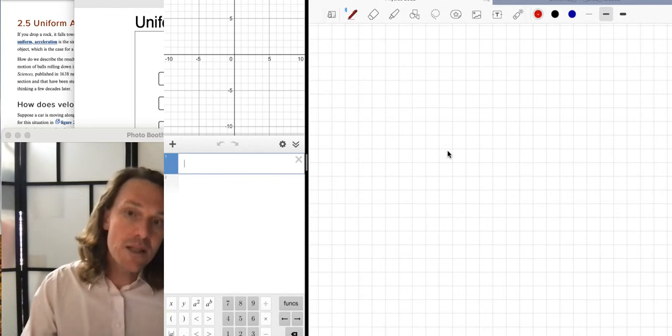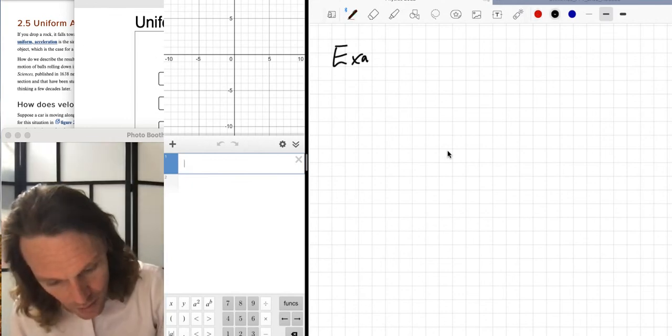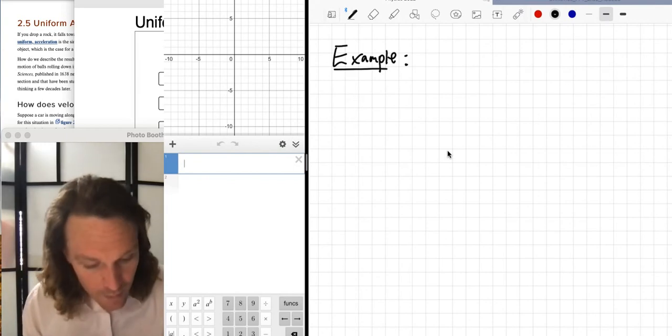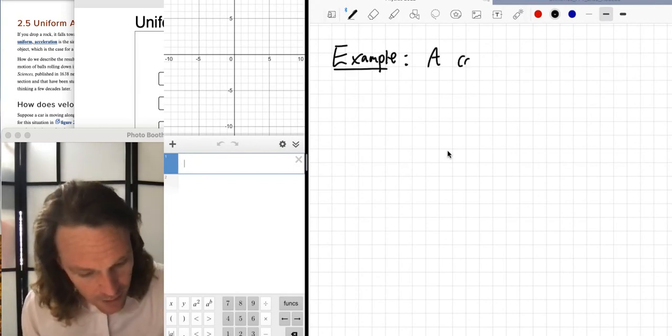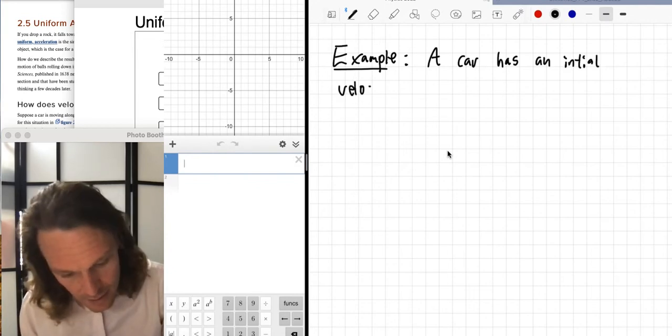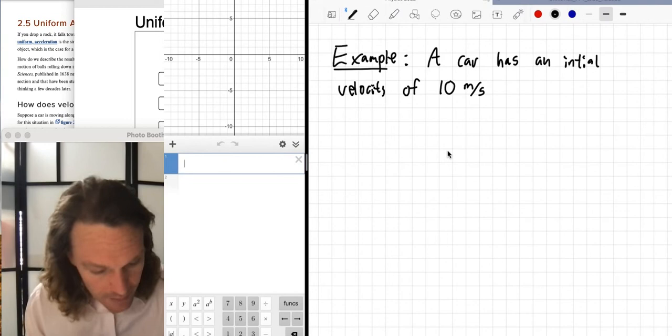So let's consider a car. We keep having that be kind of our go-to example. And so a car has an initial velocity of 10 meters per second, on the freeway.